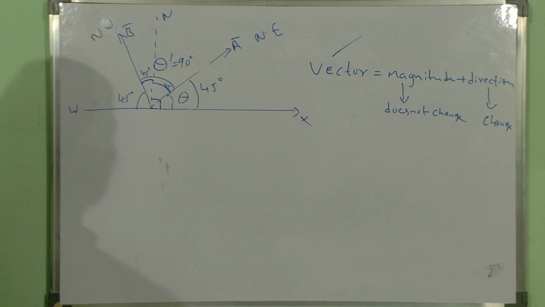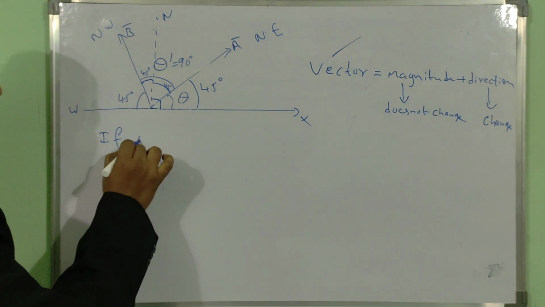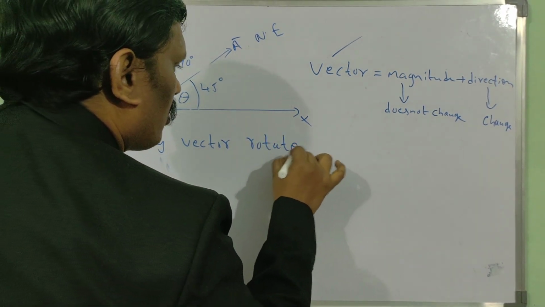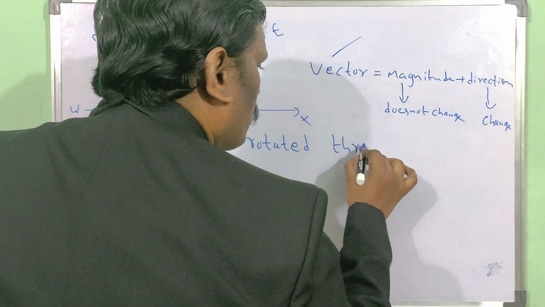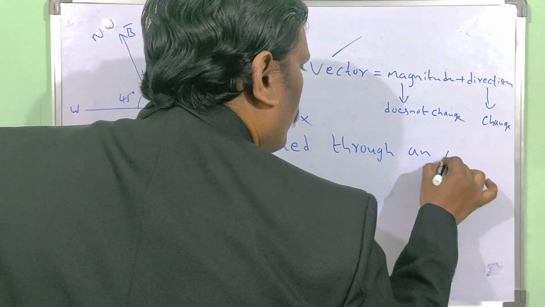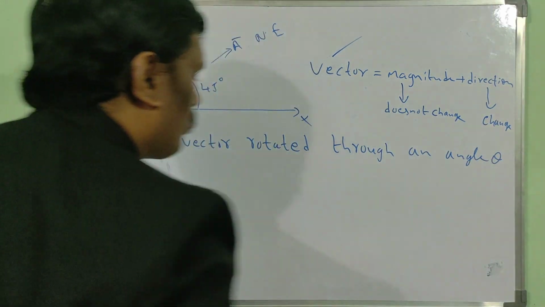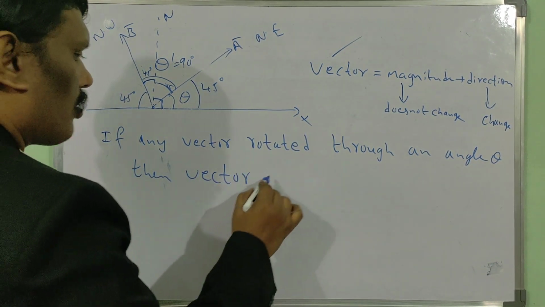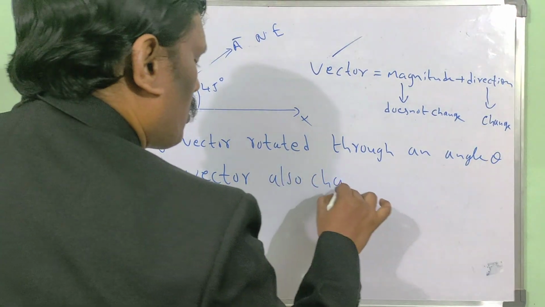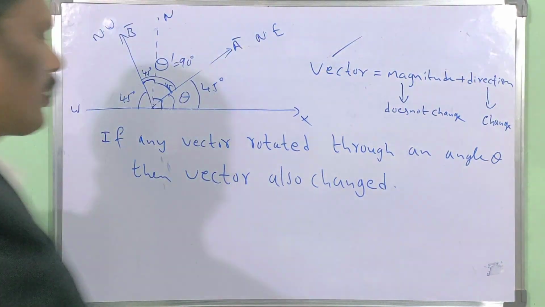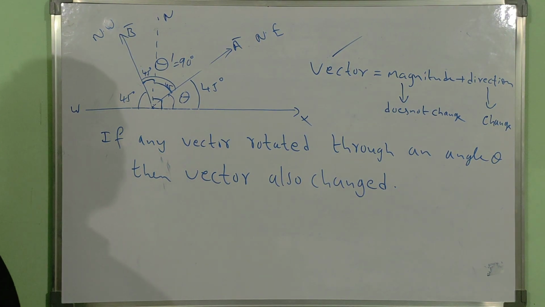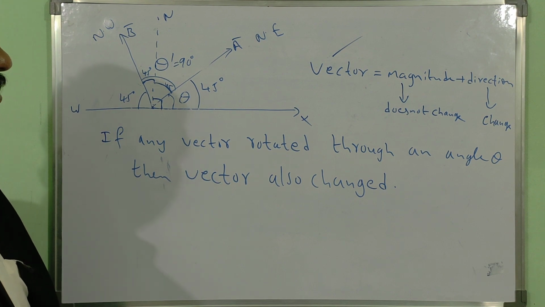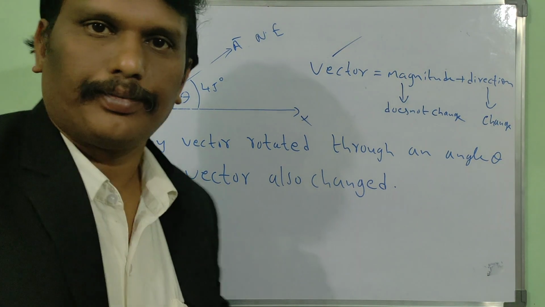So what is the final conclusion? If any vector is rotated through an angle theta, then the vector changes. This is because the direction changes. Note down, students.